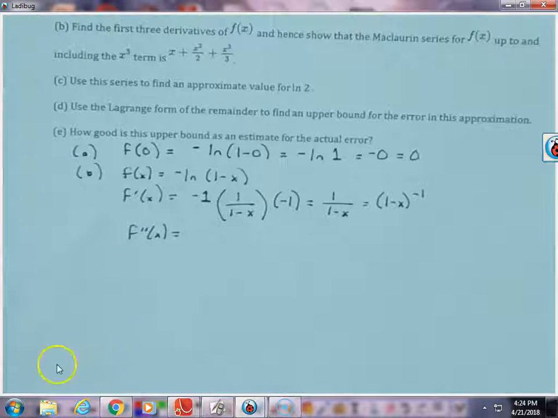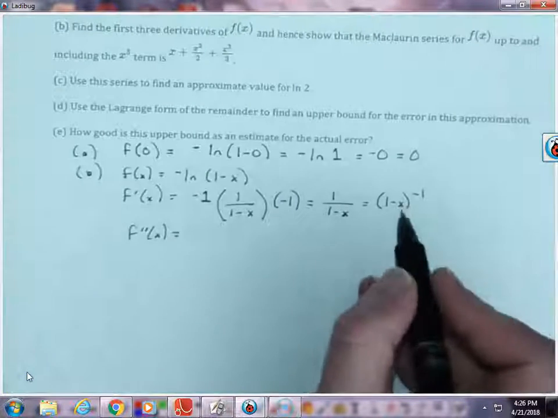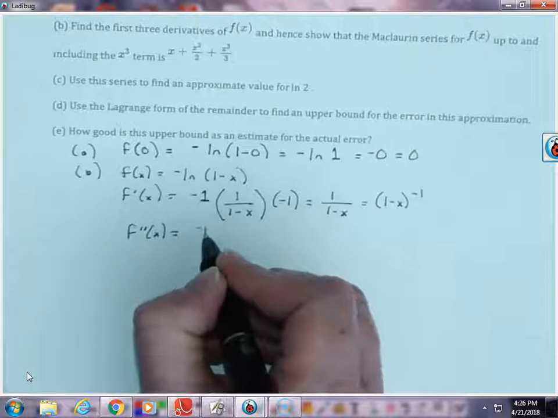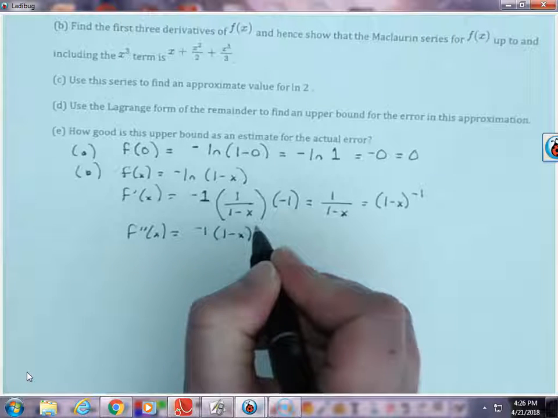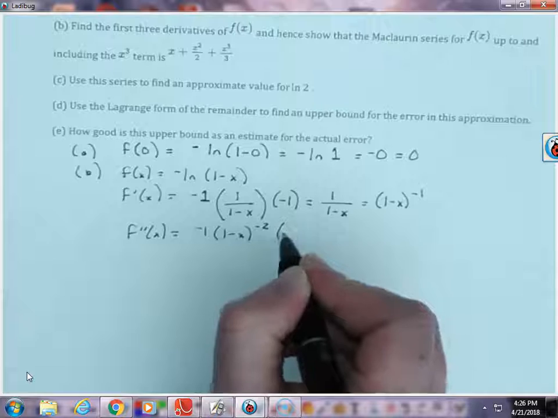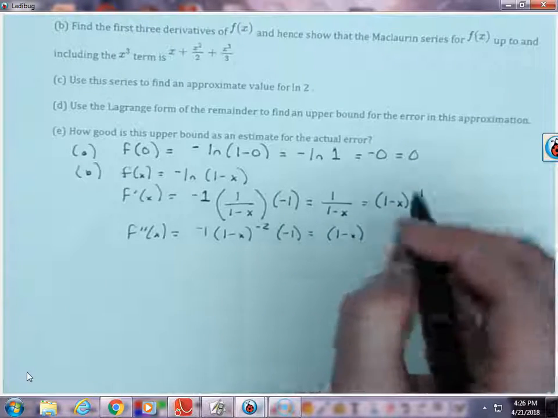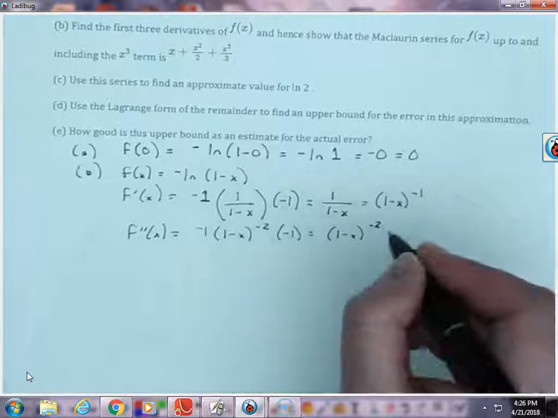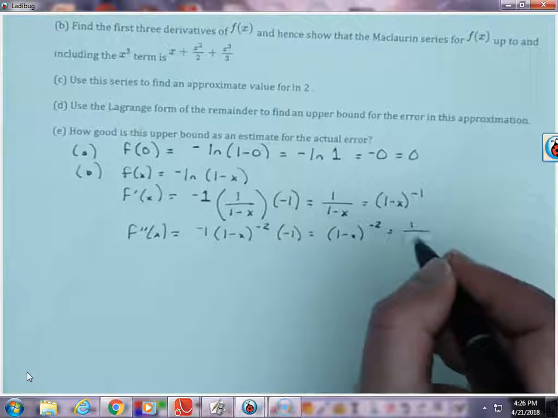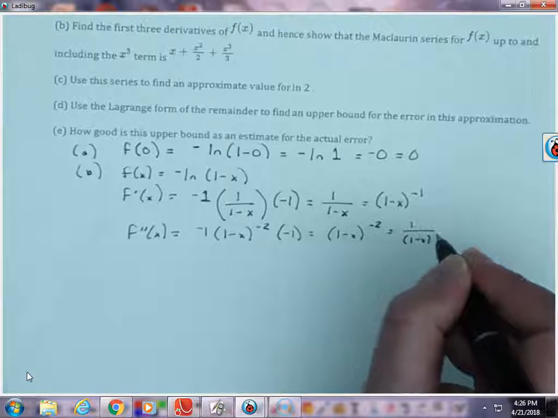And then I'm ready for the second derivative. So we'll just use the power rule. We'll bring the negative 1 to the front, 1 minus x, the power goes down by 1, times the derivative of the inside. Negatives cancel, so you have 1 minus x to the negative 2. And I'm also going to write that as 1 over 1 minus x squared.